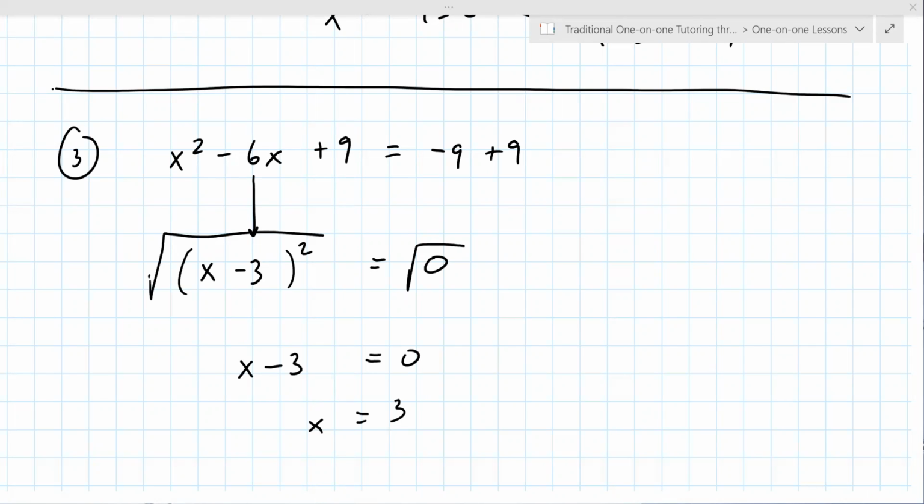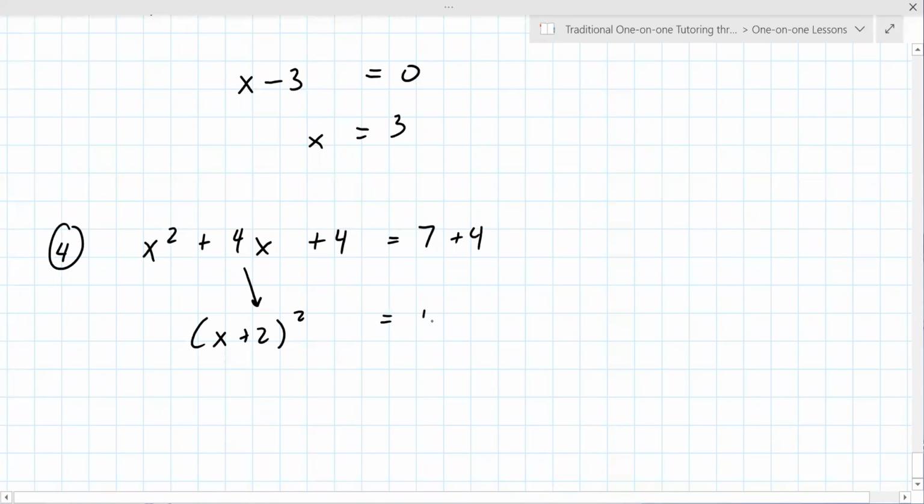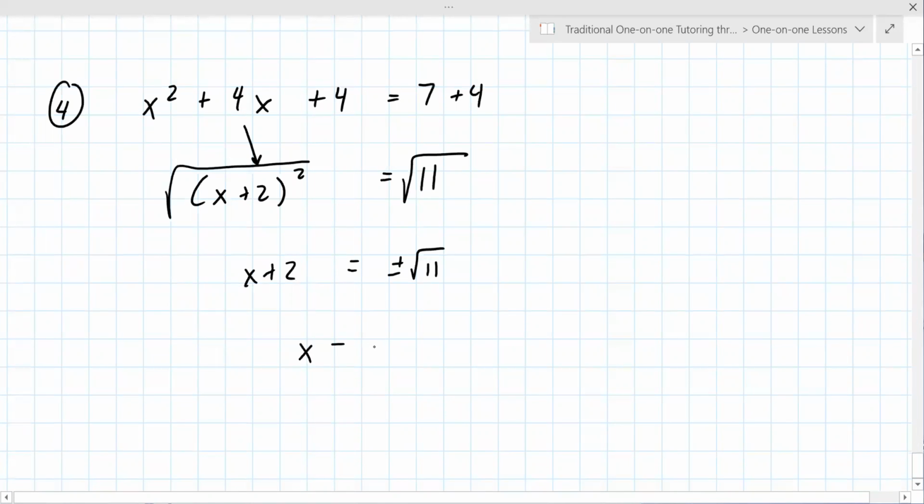I guess I should just keep going through this. I was going to skip 4, but they're really pretty fast. So you move the constant to the other side. You take half of the middle number, so in this case, plus 2 squared, plus 4, equals 11. This time when you take the square root of both sides, it doesn't work out. It's not friendly, so you just leave it like that. And then you subtract 2, so you get x equals -2 plus or minus the square root of 11.